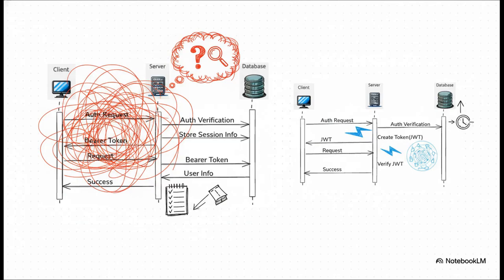Okay, so let's actually see the difference. On the left, you've got the old way of doing things, what we call a stateful system. Just look at all those arrows going back and forth. It's so chatty. The server is constantly having to double-check with the database. But now, look to the right. That's the modern, stateless approach. See how clean that is? The server can figure everything out on its own. No extra trips needed. This, right here, is the revolution we're talking about.